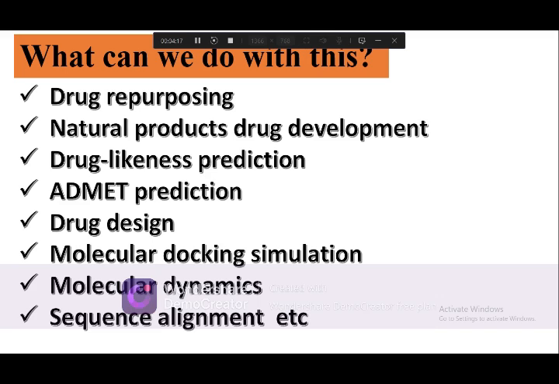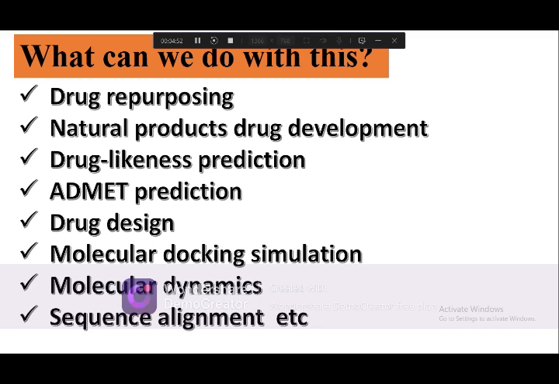We also have ADME. You can do ADME prediction. You can do drug design. We can do molecular docking simulation. You can do dynamics. You can also do sequence alignment. As I said, there are so many things you can do using computer aid. It's not only drug design. There are so many other things we can do, like sequence alignment. Most of the applications for all these are online applications. Some of them you can also download to your system.